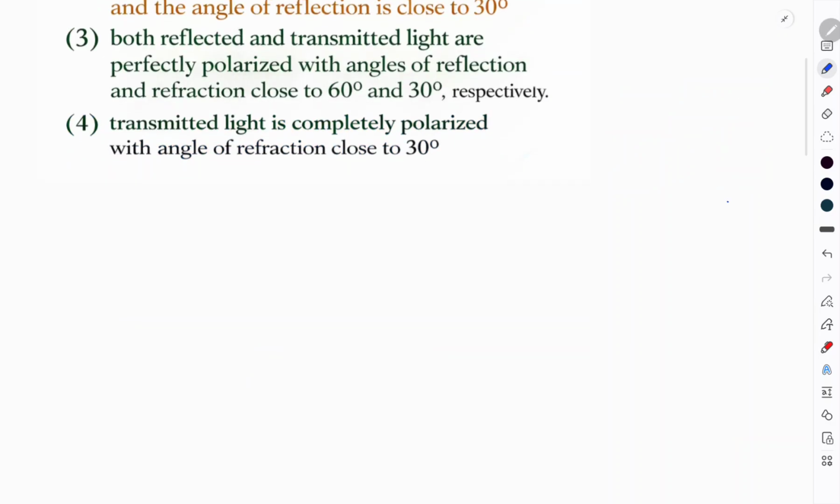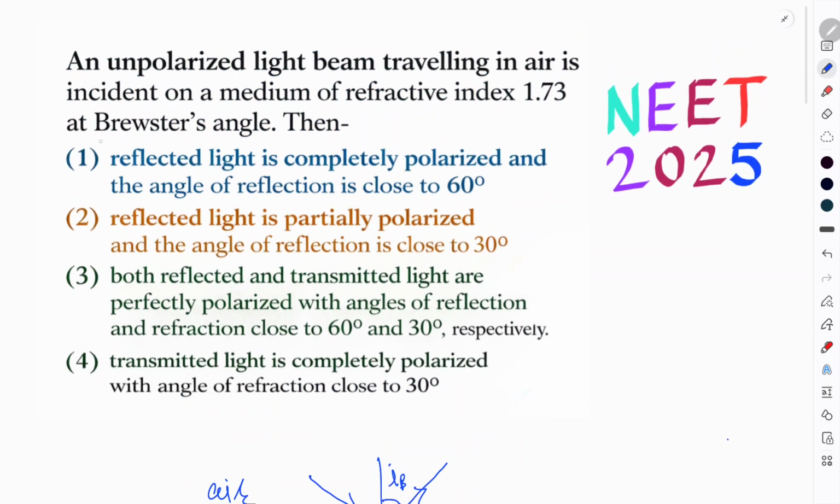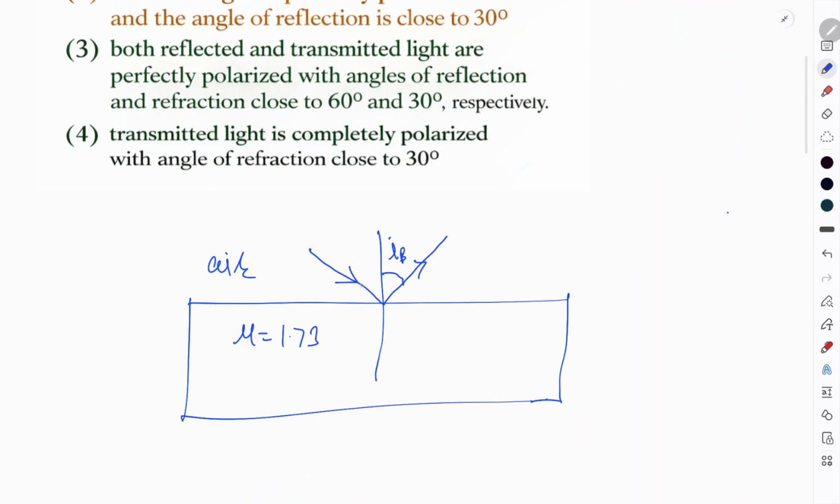As we know, there is a medium of mu, that is 1.73, and here it is air. So this is the medium here. This is the incident ray, and the reflected ray is at the Brewster angle, as according to the question. So we can say that this angle also will be IB.